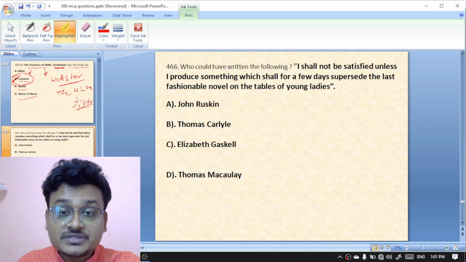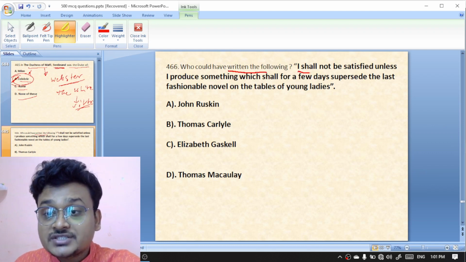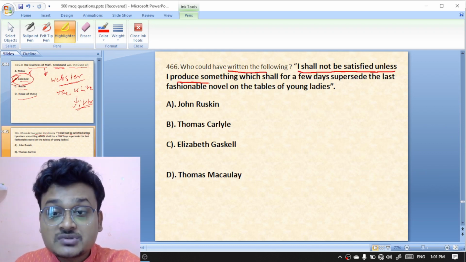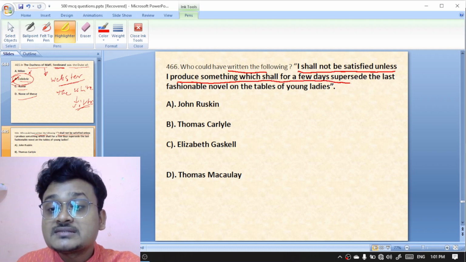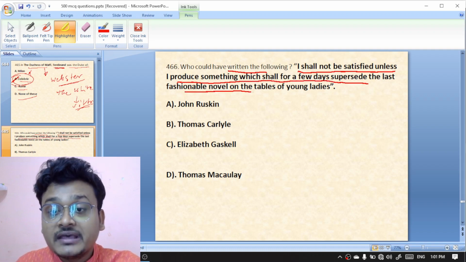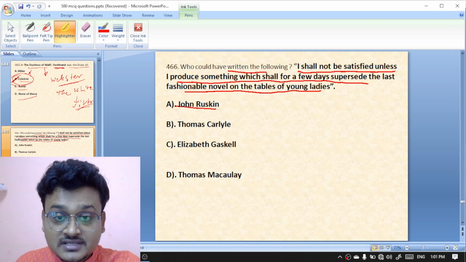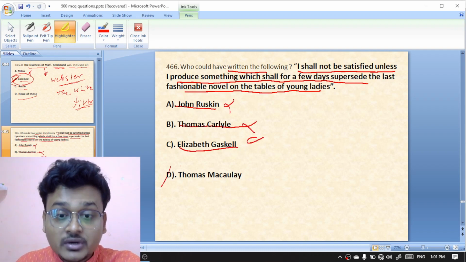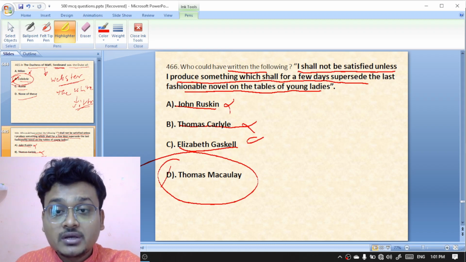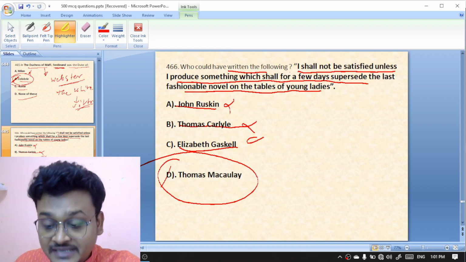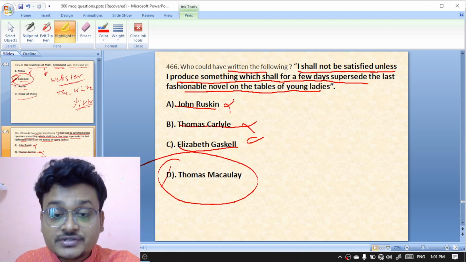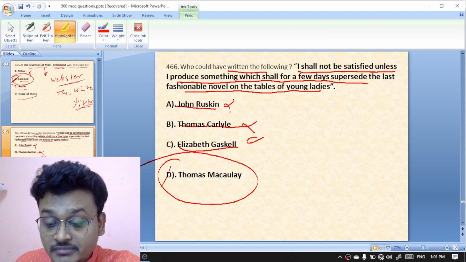Next question. Who could have written the following line: I shall not be satisfied unless I produce something which shall for a few days supersede the last fashionable novel on the tables of young ladies? John Ruskin, no. Thomas Carlyle, no. Elizabeth Gaskell, no. Thomas Macaulay. So here the right option is Thomas Macaulay. These lines were spoken by Thomas Macaulay.